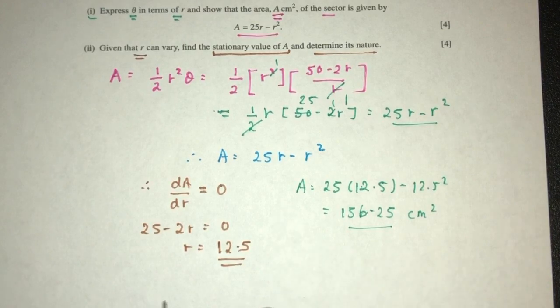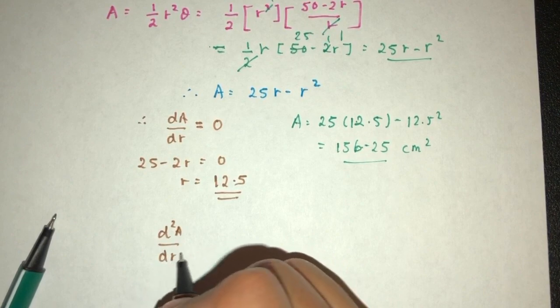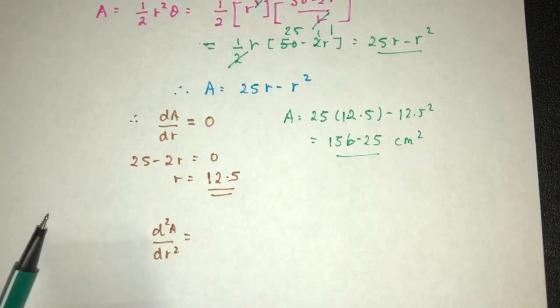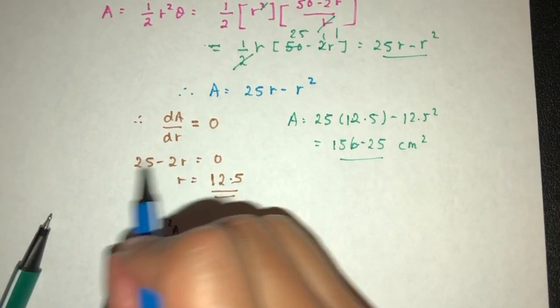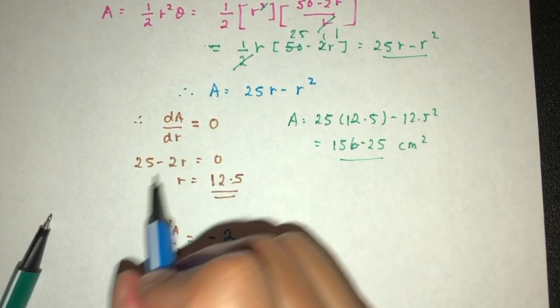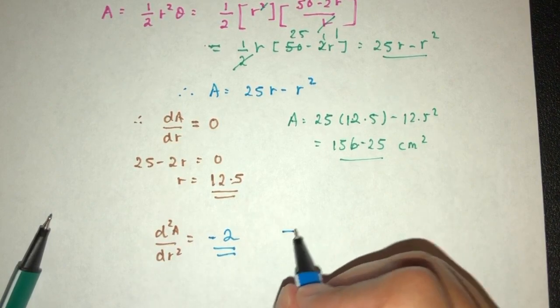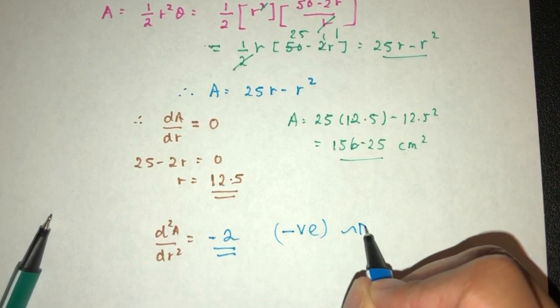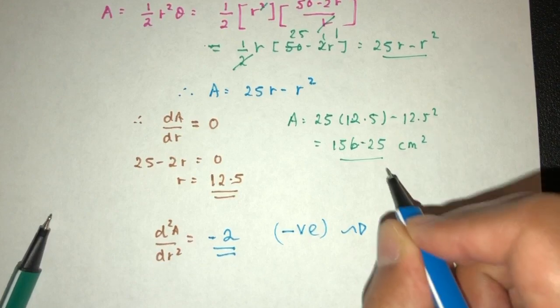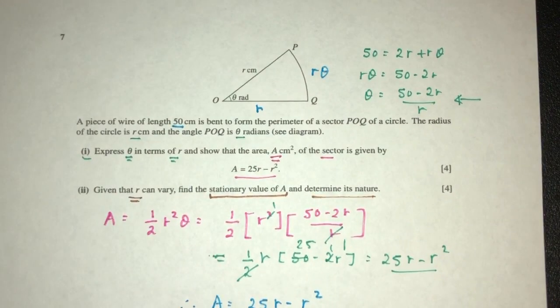To find the nature, we have to look at d2A by dR2. That will be what? So pretty easy. We have to differentiate this. That will be just minus 2, because we know that dA by dR is 25 minus 2R. Now d2A by dR2 is just minus 2. Since it is a negative value, we realize that it is a maximum value. So that's all we need to do for part 2 of this circular measure and also differentiation question.